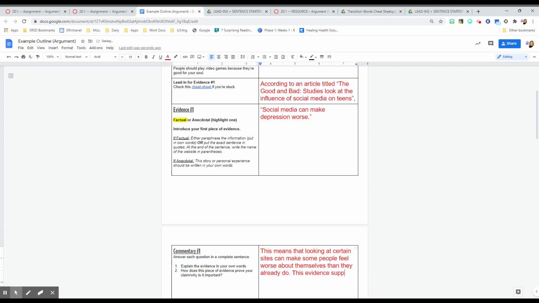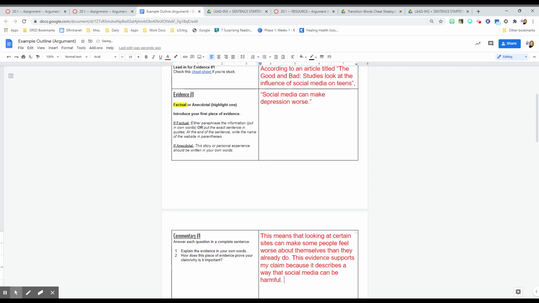This evidence supports my claim because it describes a way that social media can be harmful. Okay? And that's it. That's all of my commentary. I'm telling you what they're trying to say is that certain sites can make people feel worse about themselves. And then I'm telling you it's supporting my claim because it's telling you directly how social media is harmful.